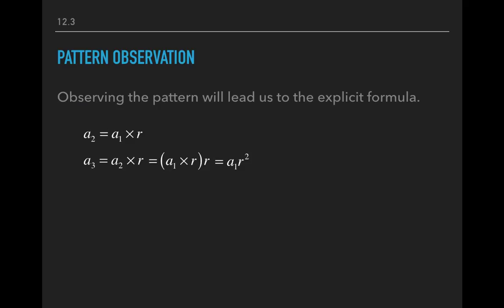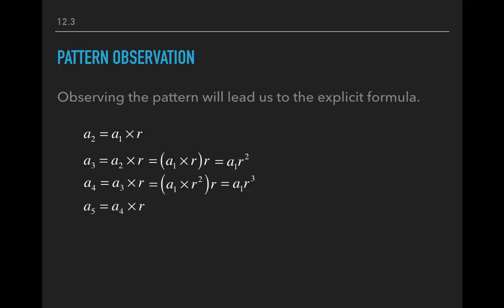Tracking with me so far? Let's look at A4. A4 is A3 times the ratio. That's using the recursive formula: the previous term times the ratio. So in this case, it would be the third term times the ratio. But we just saw that the third term is really the first term times r squared. Now r squared times r is actually r cubed. So we've rewritten this.